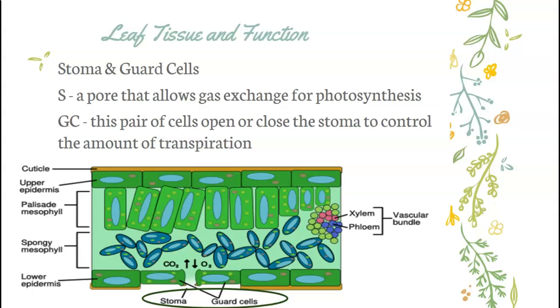So a guard cell, if a plant has too much water, will be open to allow water to leave the plant. And if a guard cell is closed, it's probably because the plant is getting dehydrated and wants to keep as much water as possible inside the plant rather than allowing it to transpire.